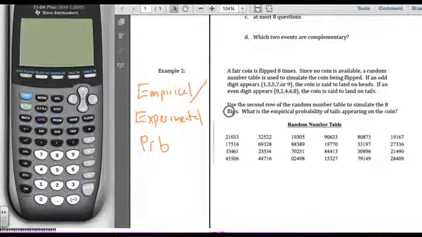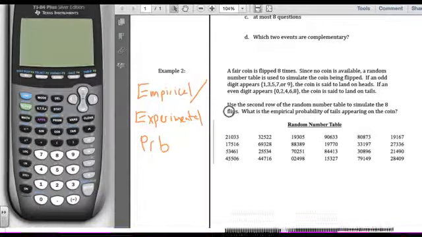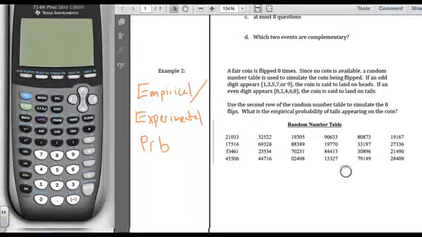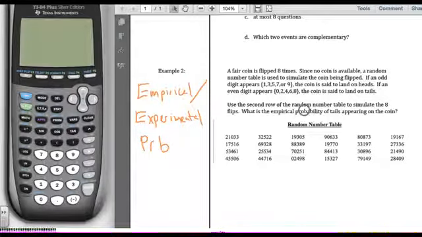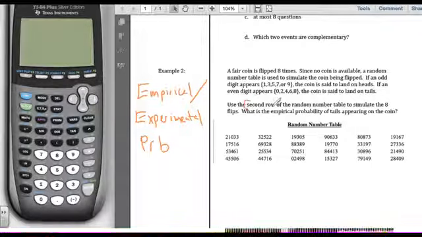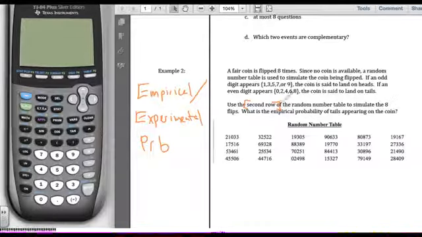It says, example 2, a fair coin is flipped 8 times. It's fair, so that means heads and tails are equally likely. Since no coin is available, we're going to use a random number table, which I have down here, to simulate the coin being flipped. If an odd digit appears, a 1, 3, 5, 7, or 9, the coin is said to land on heads. And if an even digit appears, that's 0, 2, 4, 6, or 8, the coin is said to land on tails. We want to use the second row of the random number table to simulate the 8 flips, and then note the empirical probability of tails.